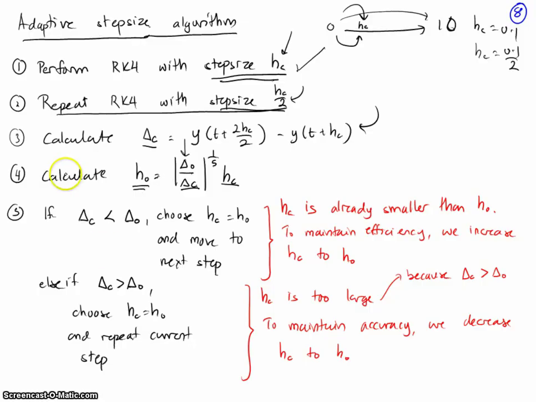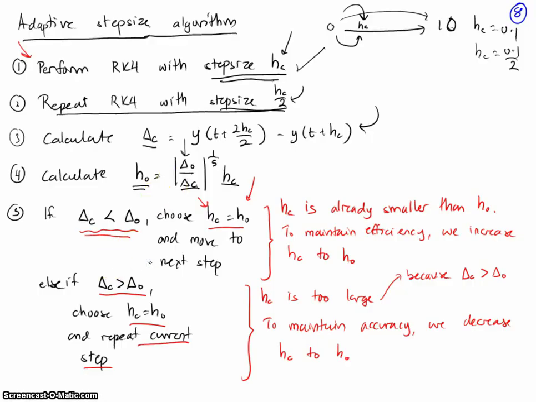So in the case where your current error is smaller than the tolerance that you choose, you are going to set HC to be equal to H0, and you're going to move on to the next step. So when you move on to the next step, it means that you're going to repeat RK4 right now, but with the new HC that you have selected. Okay, so if this is smaller than delta naught, this is what you're going to do. And if delta C is greater than delta naught, you are also going to set HC to be equal to H0, and then you're going to repeat not the next step, but the current step.